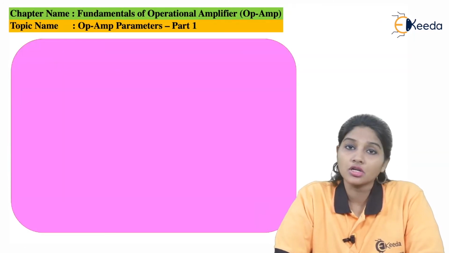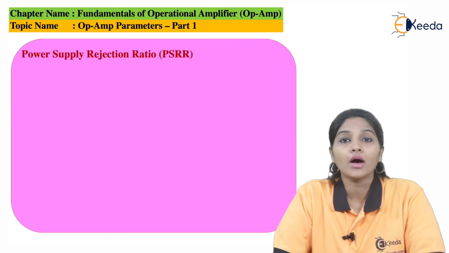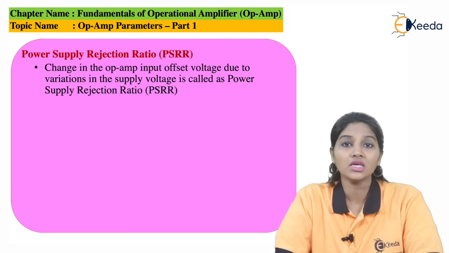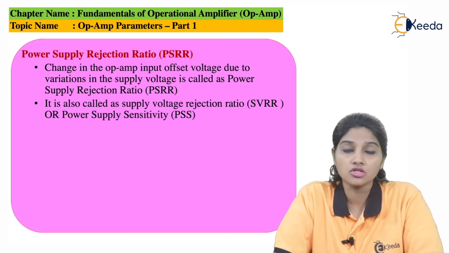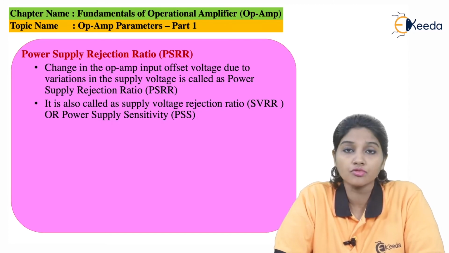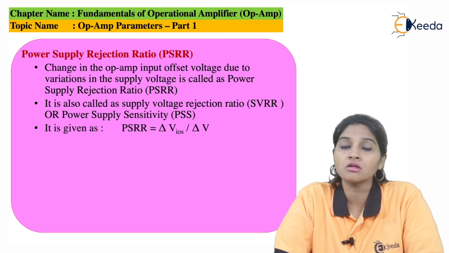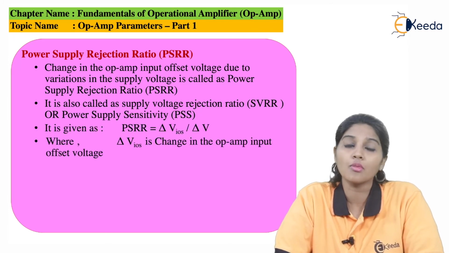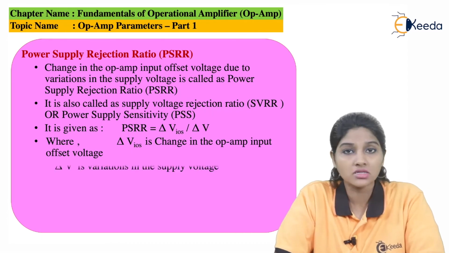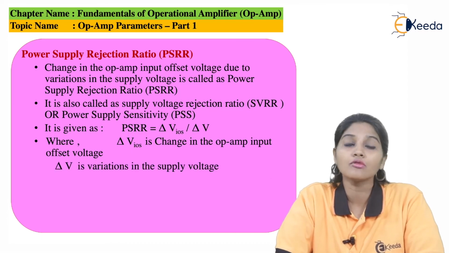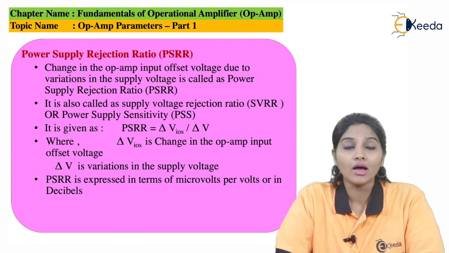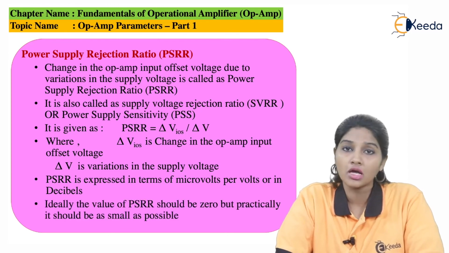The next parameter that we are going to consider is the power supply rejection ratio, or PSRR. It is defined as the ratio of the change in the input offset voltage to the variation in the input supply voltage. Therefore, PSRR is equal to delta VIOS upon delta V. It is also called power supply sensitivity or supply voltage rejection ratio. The value of PSRR should be as small as possible, and it also depends on temperature.